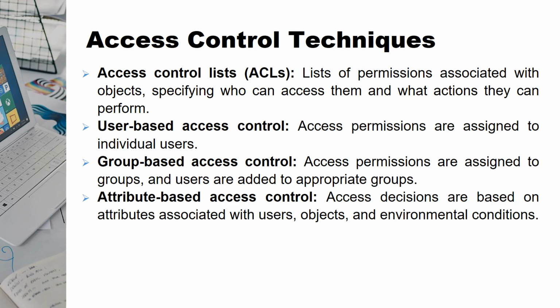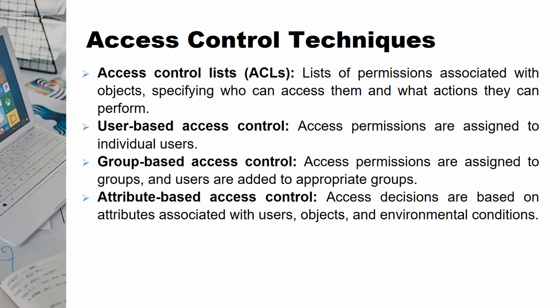There are also access control techniques. There are several ways to implement access control, right? There is the ACL, the access control list. These are lists of permissions associated with objects, specifying who can access them and what actions they can perform. These are lists attached to files or resources, showing who can use them and what actions they can take, like read, write, or delete.